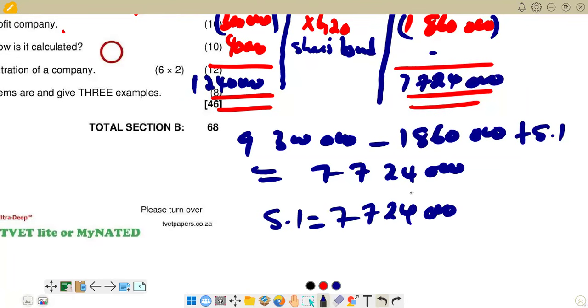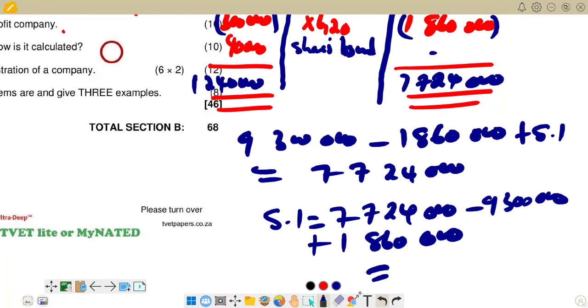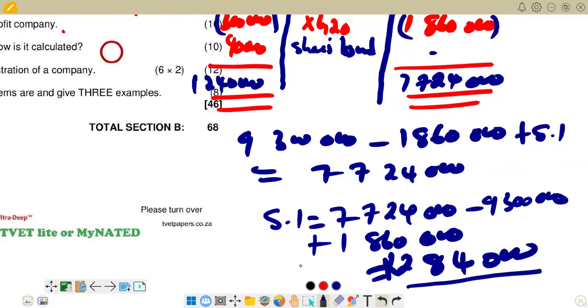And then we take the other figures, the other side. This one is a positive figure, becomes a negative, minus 9,300,000. Then this one is a negative, becomes a positive, plus 1,860,000. And if you calculate correctly there, you're going to get 284,000. So here we are saying 284,000 is the value of shares issued. So 284,000 is what we have.